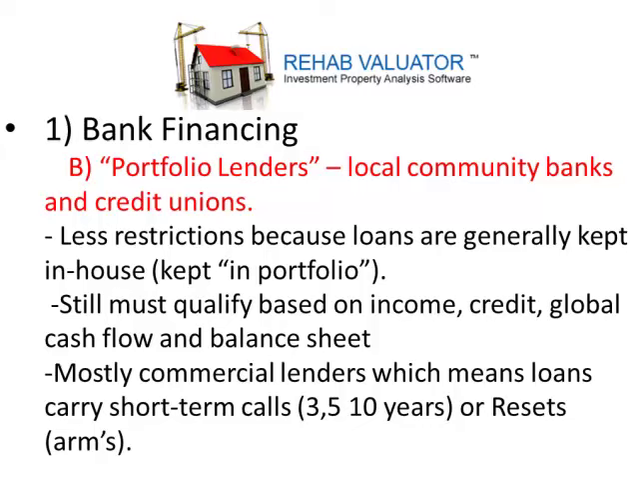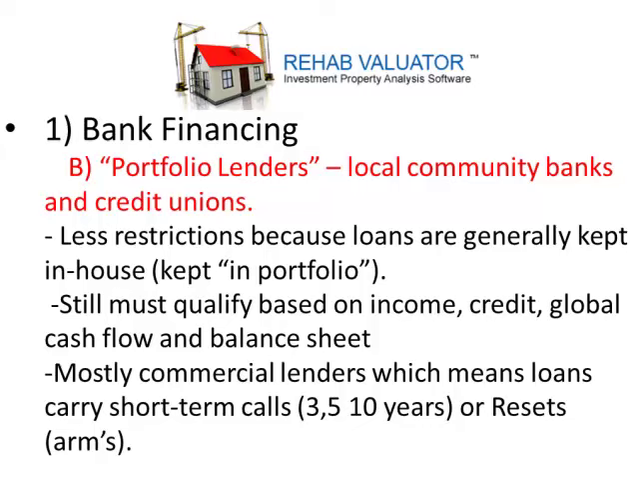The downside to dealing with local portfolio lenders is you still must qualify based on income, based on your credit. They will look at your global cash flow and global balance sheet. So if you're buying property, they will look at your entire portfolio, and you have to have solid income and decent credit. Now, that's not to say that you can't team up with a credit partner. I know a lot of people doing that. You find a credit partner. If you don't have a good job, you find a credit partner that will go on the mortgage with you that has good income. But you still have to do a good amount of paperwork and a good amount of qualifying in order to get a loan from a local portfolio lender.